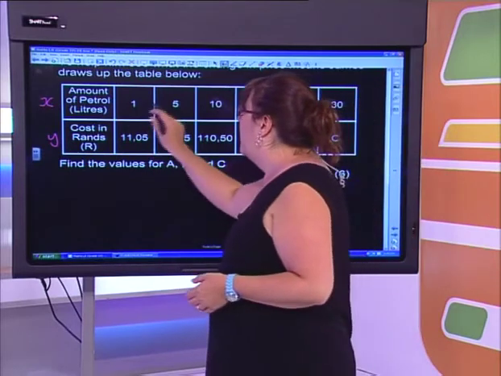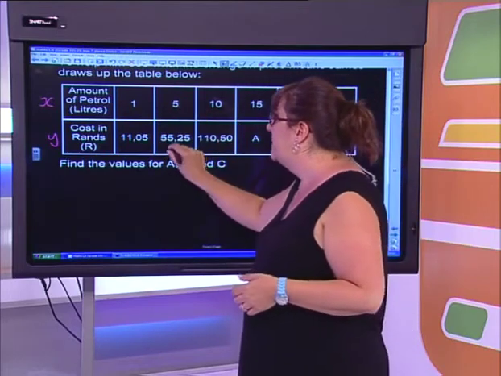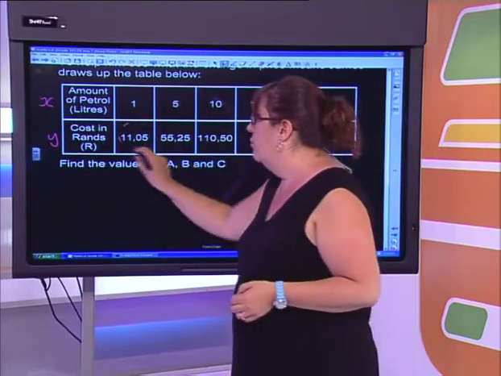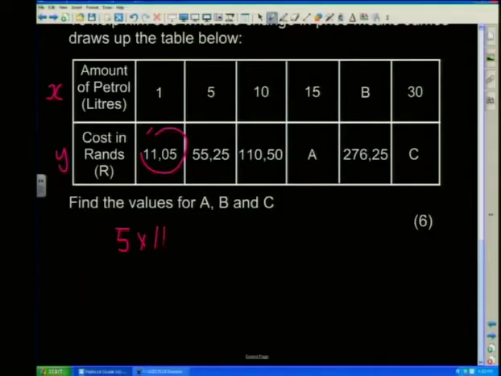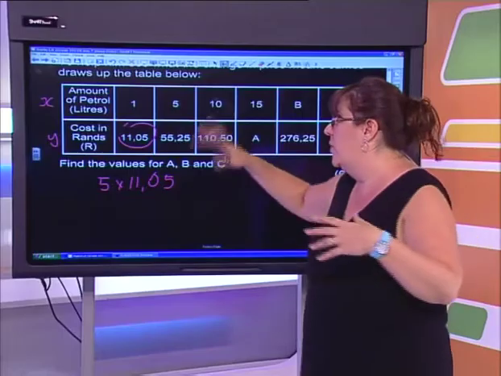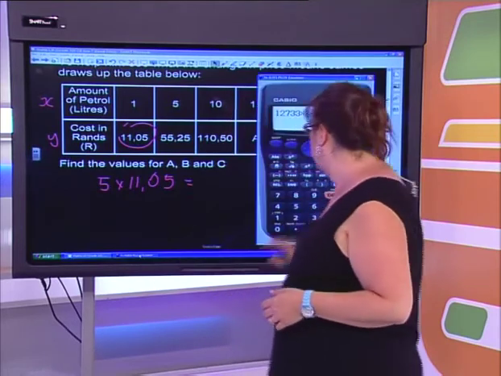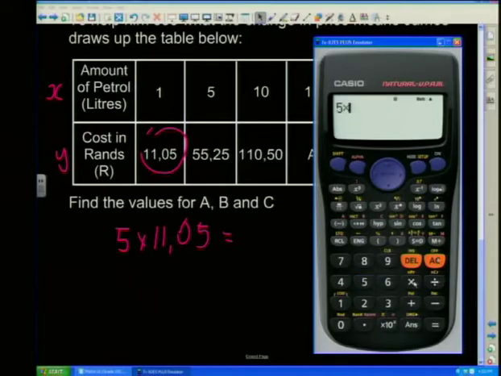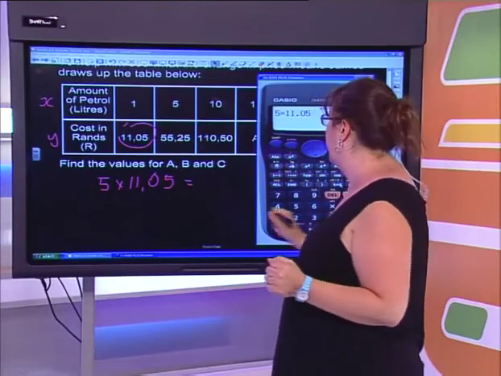So what I'm basically doing is I'm saying 1 times the price, and I'm getting my answer. 5 times my rate, which was 11. So that is 5 times 11 Rand 05. I always like to check, because if I check it, then I know what I'm doing for the rest. So I'm going to quickly do that on the calculator to see what that is. So 5 times 11.05, and I get 55 Rand 25. So clearly I now know what they've done. They're multiplying by 11 Rand and 5 cents.